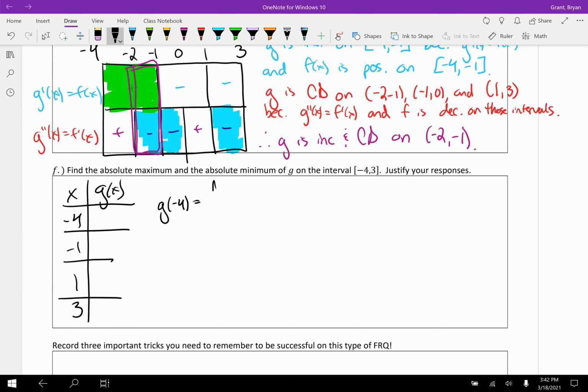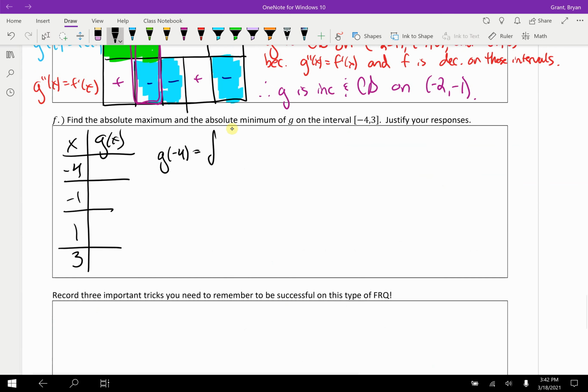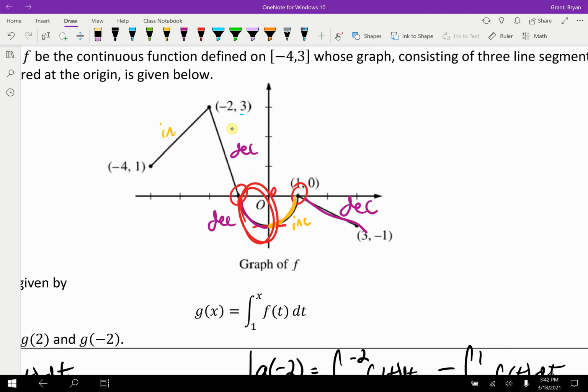G of -4 is the integral from, and looking up above, the integral starts at 1, so we're going from 1 to -4 of f of t dt. Don't forget, we're going to switch that, -4 to 1, and now we just need the area. So from -4 to 1, it's unfortunate that I erased all of these areas, but that's okay. We can do all the individual ones again if you would like. So we knew that this area right here was 3/2. This guy down below was -pi/2.